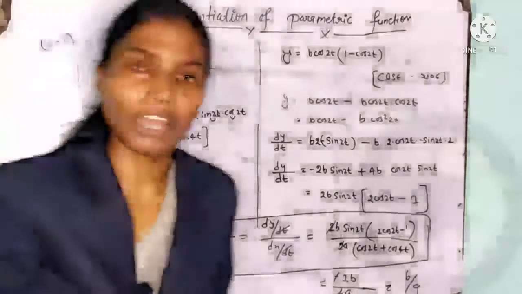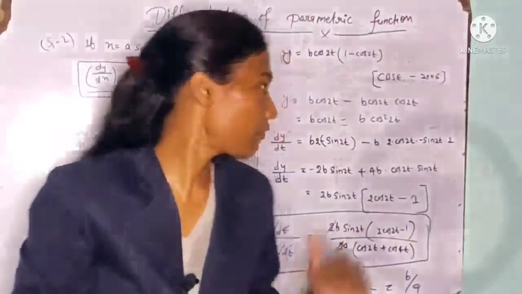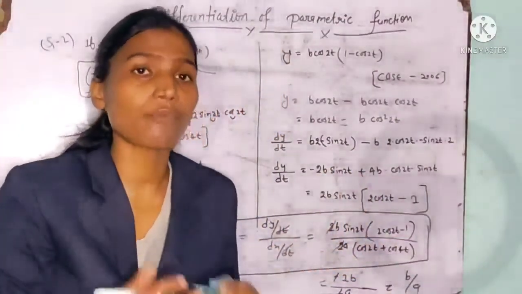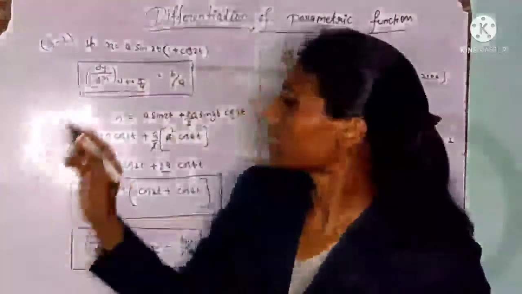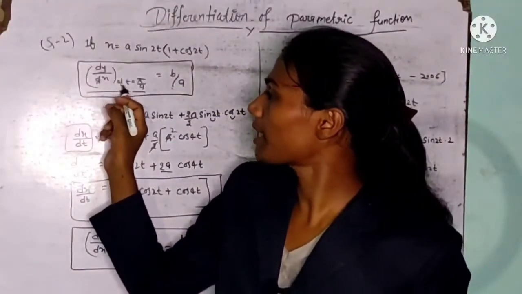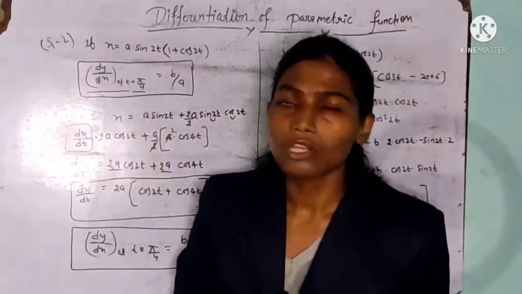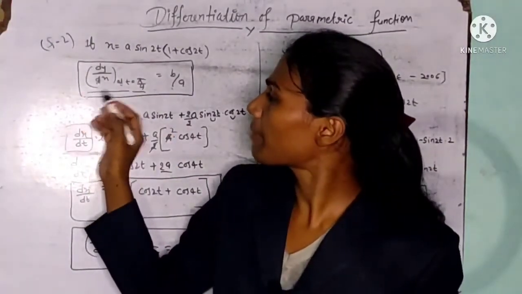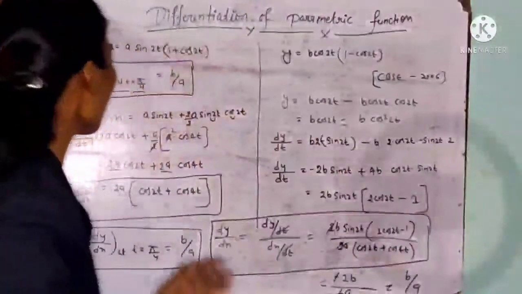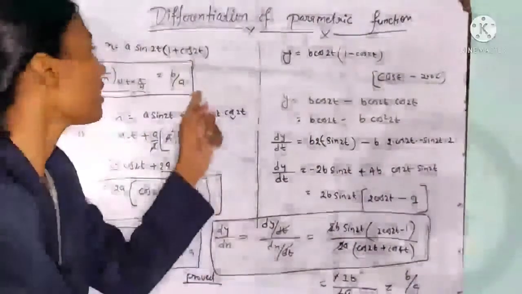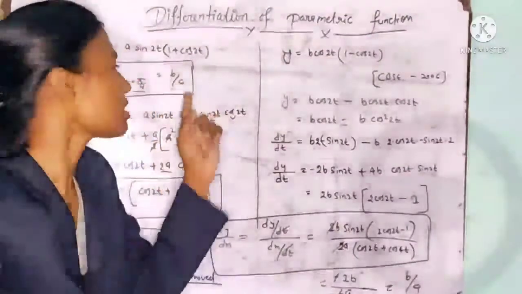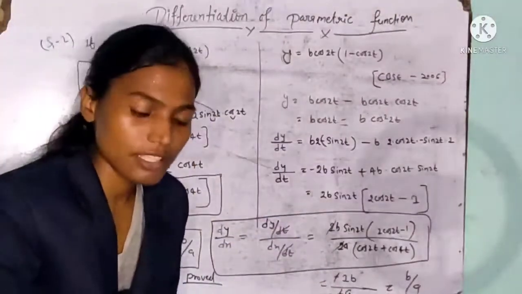So I hope you can understand how to find this type of functions and what is new here for us. So what is new? Nothing, that is dy by dx found at t is equal to pi by 4. So first we need to find dy by dx finally, and just we substitute t is equal to pi by 4, then we are getting one constant function, that is b by a. I hope you can understand.